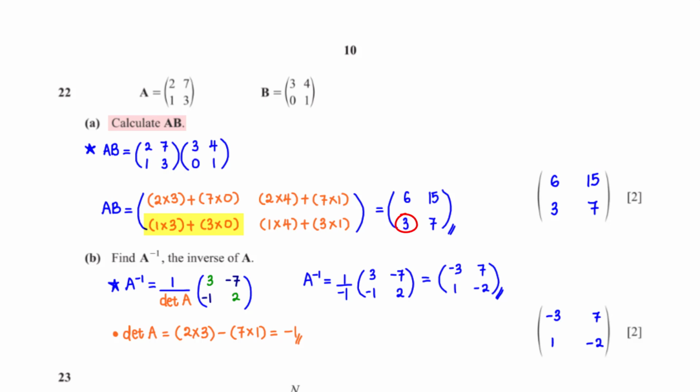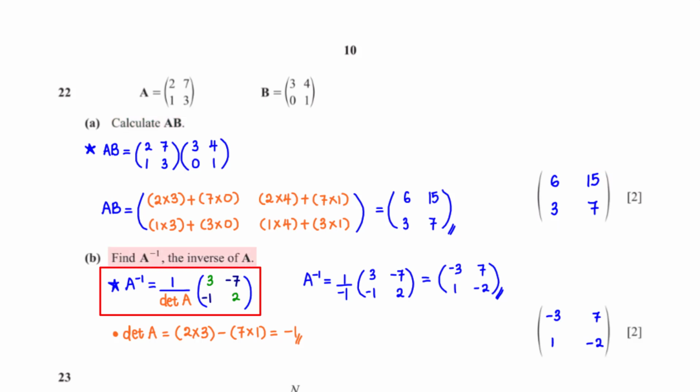This gives us 3. For the number in this position, we multiply the elements in row 1 of matrix A with the elements in column 2 of matrix B. This gives us 15. For the elements in this position, we multiply the elements in row 2 of matrix A with the elements in column 2 of matrix B. This gives us 7. And so we have 6, 3, 15, 7. Find the inverse of A.